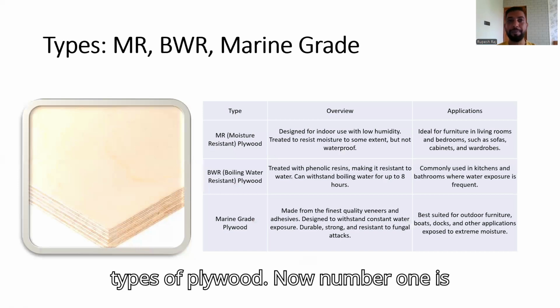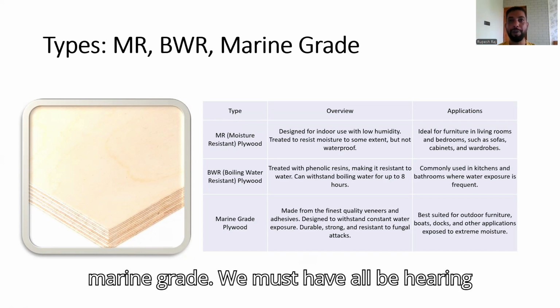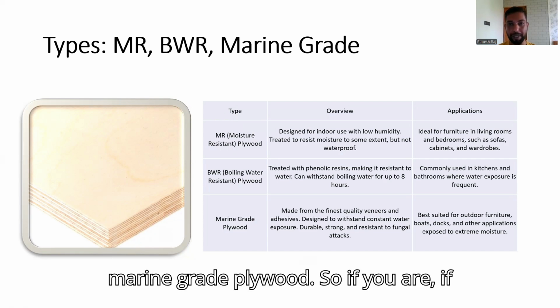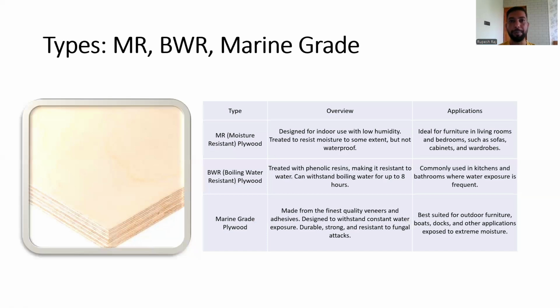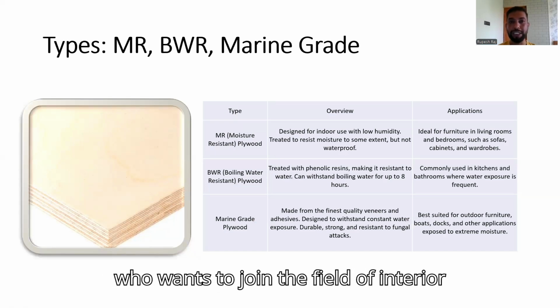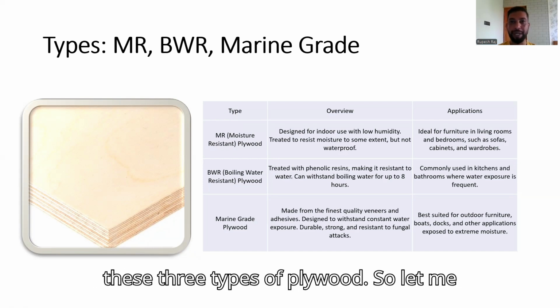So there are three types of plywood. Number one is MR, number two is BWR, and number three is marine grade. We must all be hearing this in the market: MR, BWR, or marine grade plywood. So if you are somebody who is constructing his house, or if you are an interior designer or an aspiring person who wants to join the field of interior designing, you need to understand these three types of plywood.